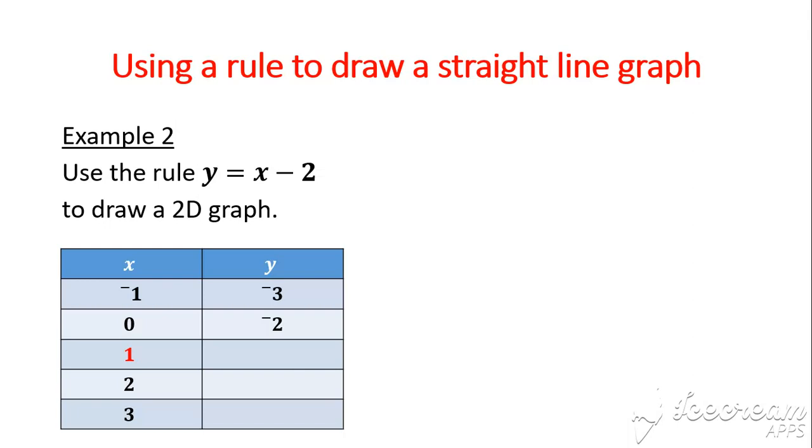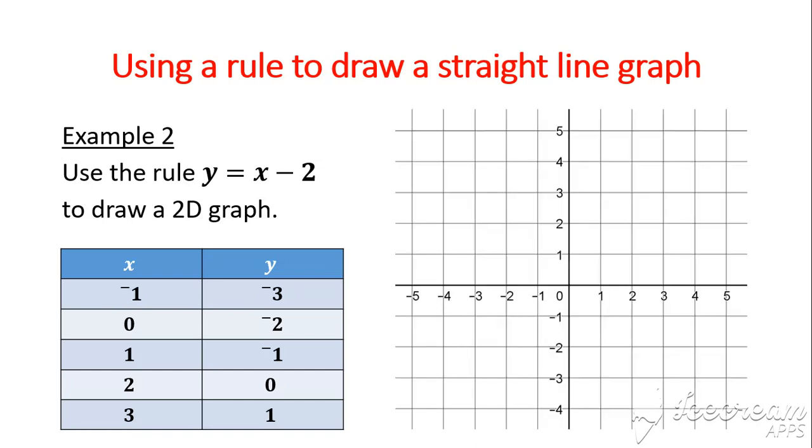What about when x is 1? 1 minus 2 is -1. What about 2 minus 2? 2 minus 2 is 0. And what about 3 minus 2? 3 minus 2 is 1. So once again, our table is complete. And we're going to bring up a Cartesian plane, and we're going to plot the points.